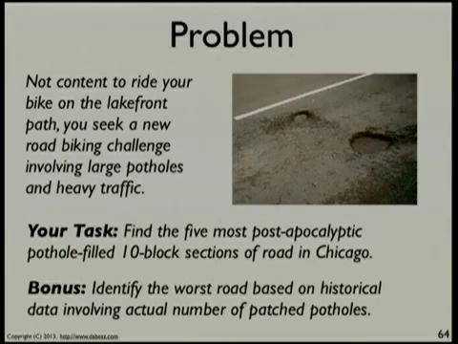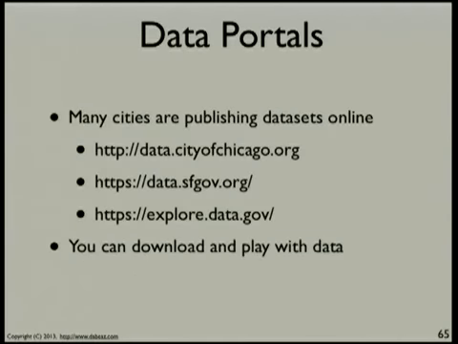So we're going to try to find the most extreme road biking path in Chicago based on the most potholes reported in the road. Right now it's winter, so there are a lot of potholes in the street. We're going to try to find the most post-apocalyptic pothole-filled 10-block section of road in Chicago on which to ride your bike. And you're saying, how in the world am I going to do that? You're going to use the City of Chicago data portal.